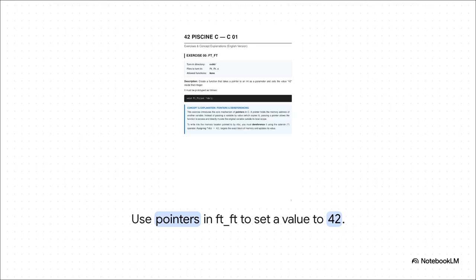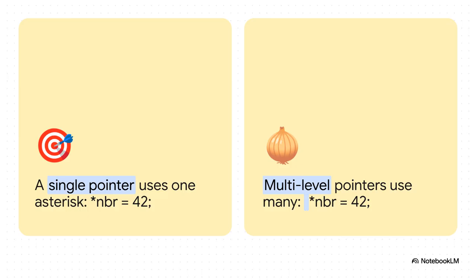In exercise 00, ft_ft, your task is to create a function that takes a pointer to an integer and sets its value to 42. Normally, if you pass a standard variable into a function, C just makes a temporary copy of it. Any changes you make are completely lost when the function ends. But by passing a pointer, you are handing over the actual address. So here's a huge tip for this exercise: simply use the dereference operator. By writing *nbr = 42, you are reaching outside the local scope of the function and updating the original variable directly. Let's move to our next challenge and see how this builds.